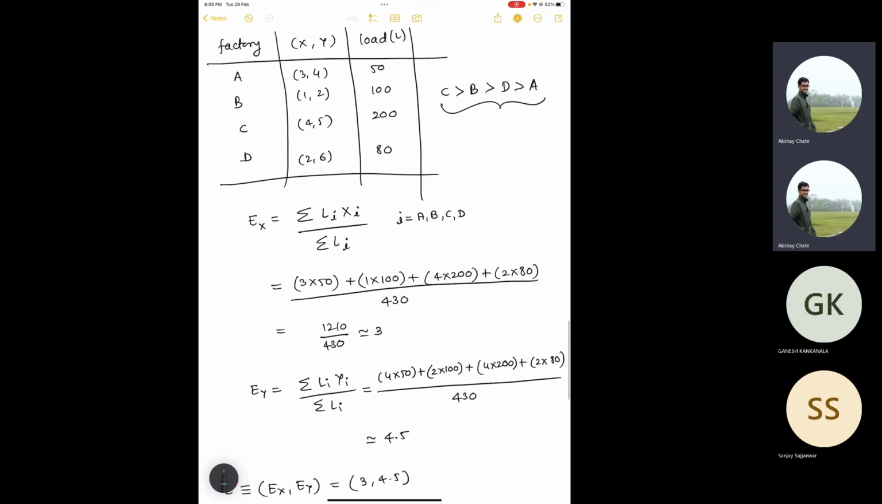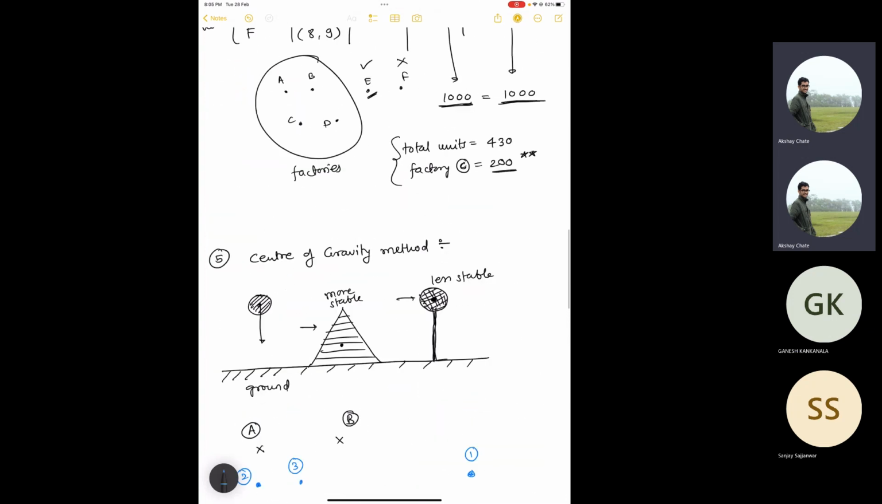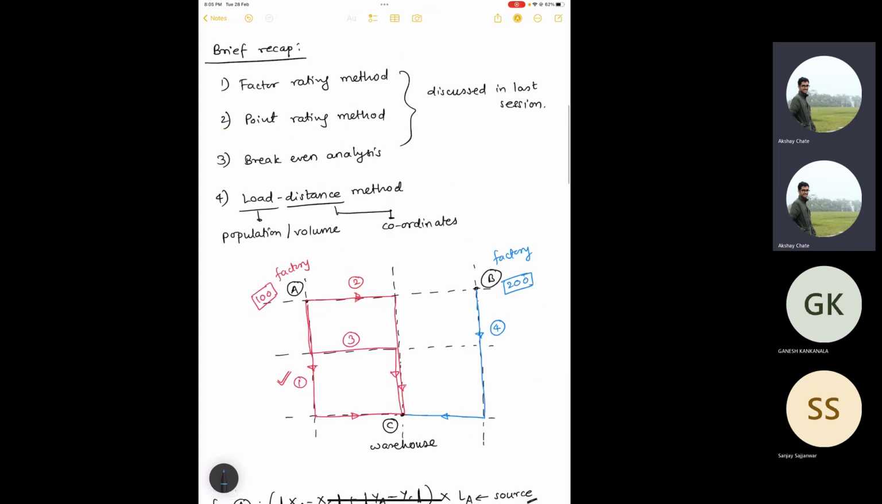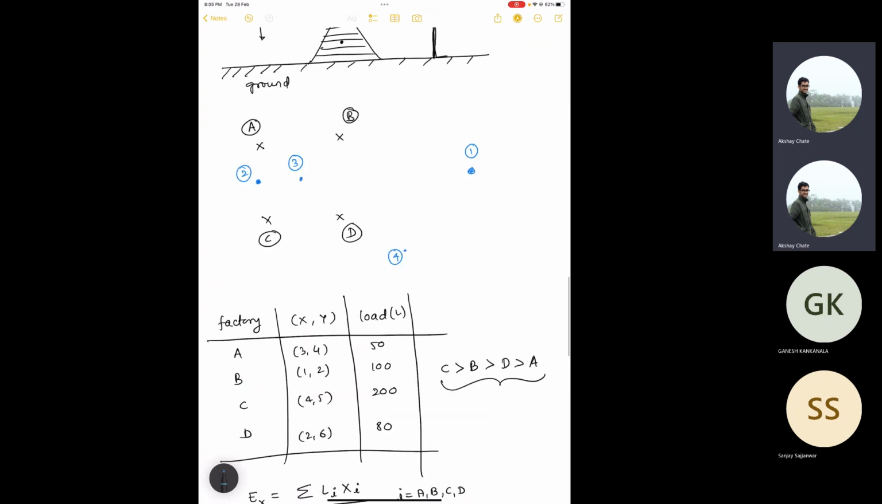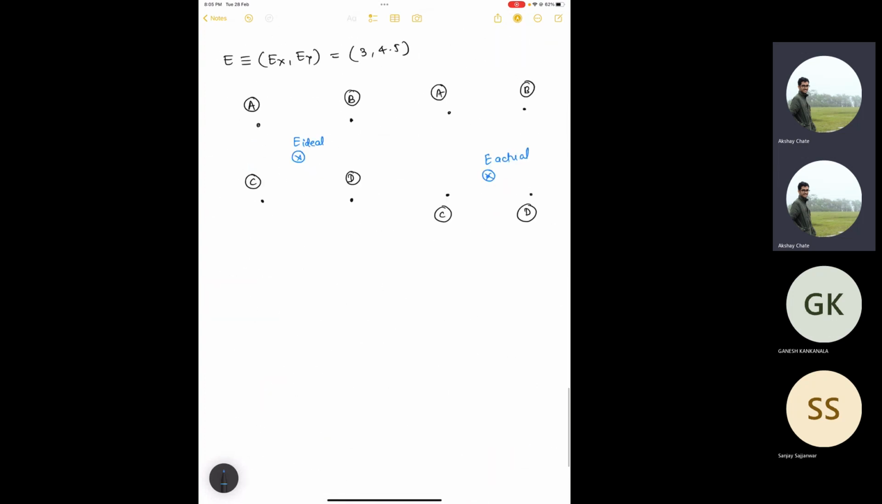So basically the center of gravity and the earlier method, this load distance method, these are weighted average methods. Okay. And then there is one more method. I think it is the sixth one and the last one.